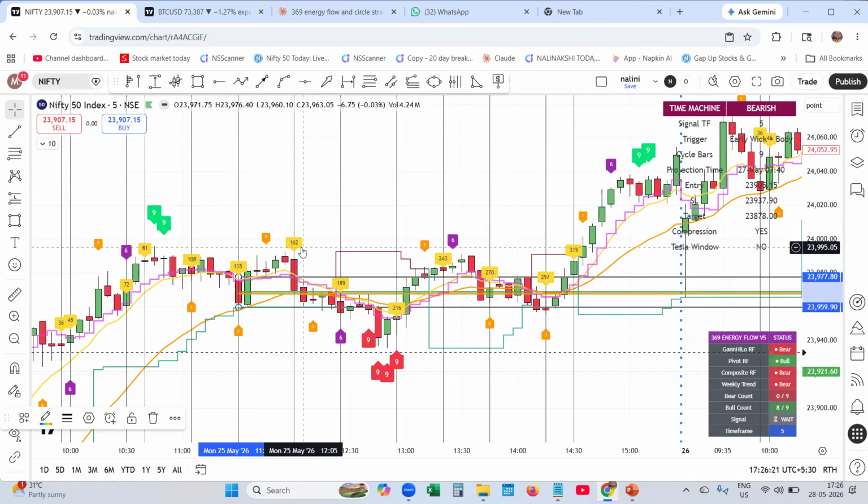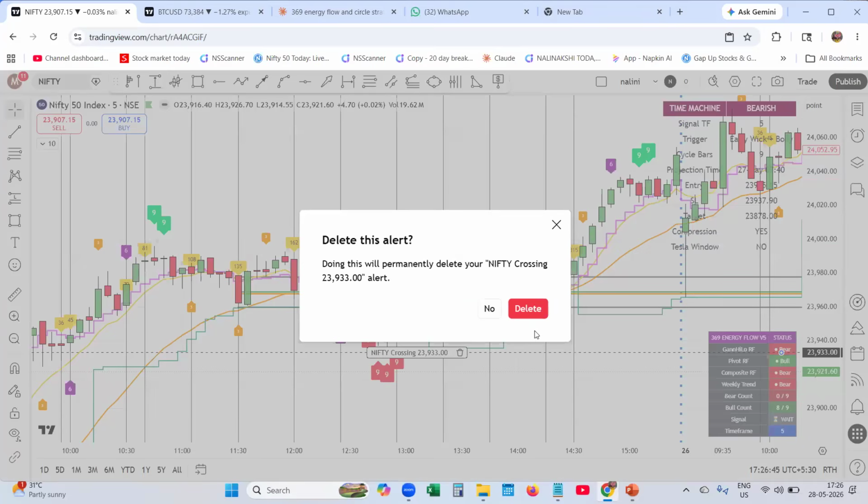135 time window. See the trap over here, 12 p.m. The market moved higher in the time, creating an illusion that the market is going to go up, but exhaustion had already started over here. It started coming down and now 9 energy flow. Let me take out the alerts, whatever I have put.